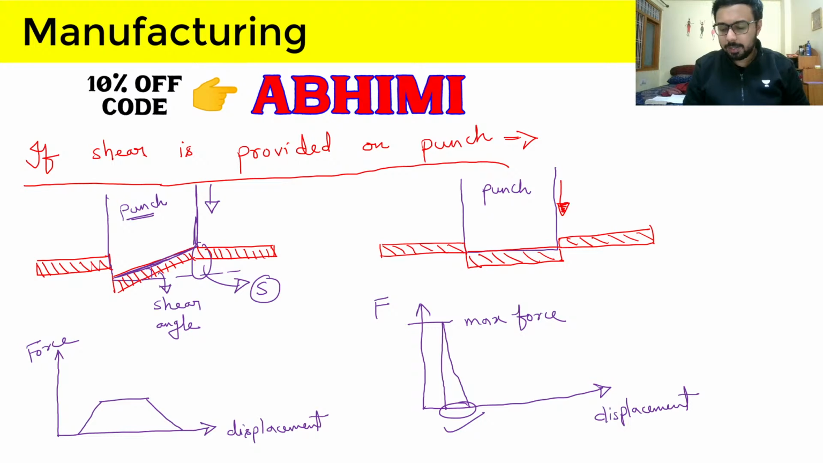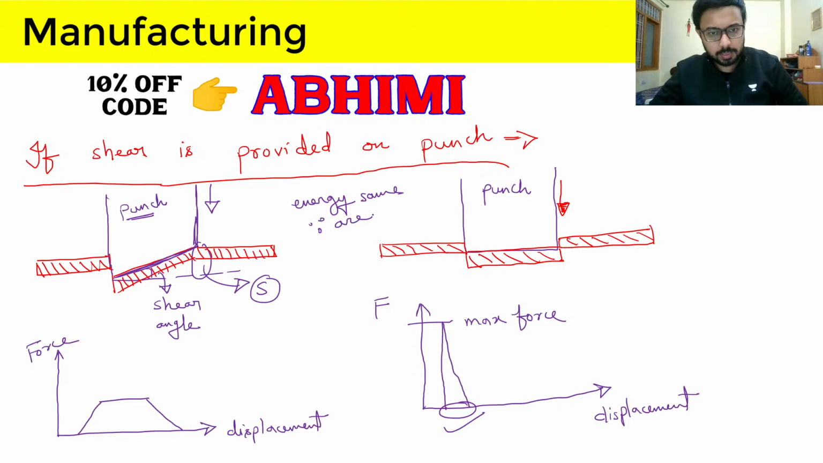So the main aim here is to reduce the maximum force due to the distance travelled being more, not the total energy. So let me clearly write here also that energy is the same since area is the same for both.